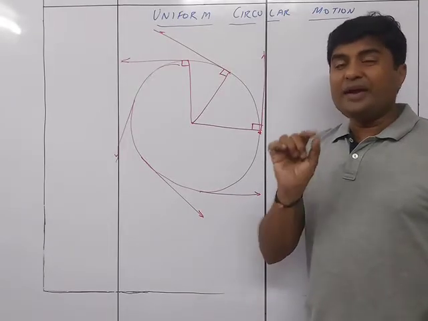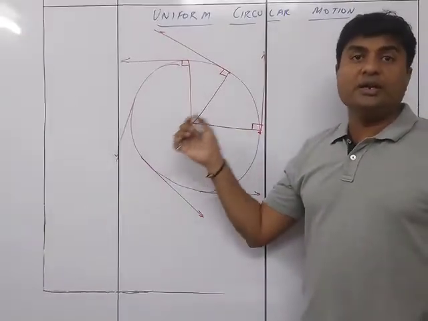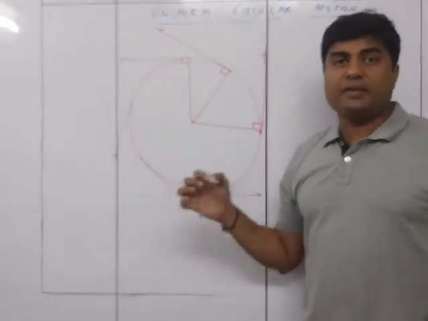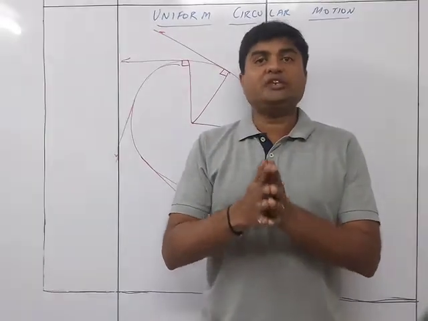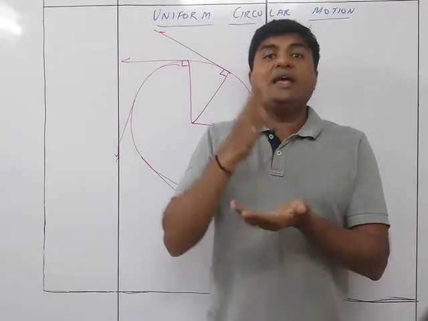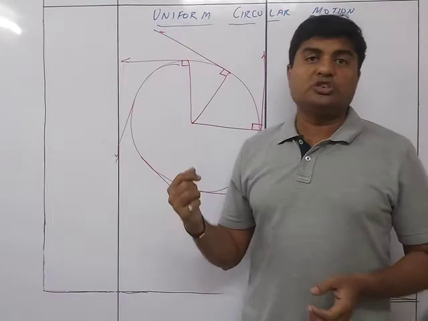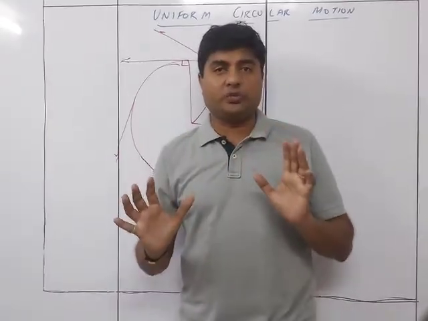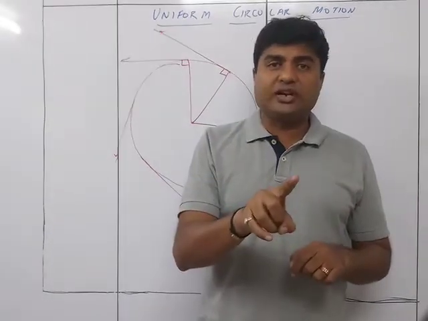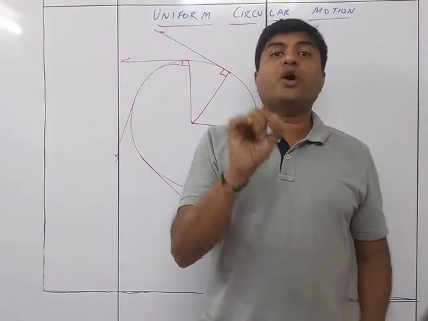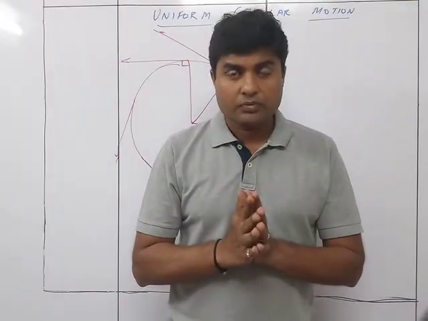So the uniqueness of uniform circular motion is that the speed is the same, but the direction keeps on changing. The change in direction leads to acceleration. Hence, even if the speed is the same, this uniform circular motion is an accelerated motion, wherein the magnitude of the velocity is not changing, but the direction is changing. Hence, a uniform circular motion is an accelerated motion.